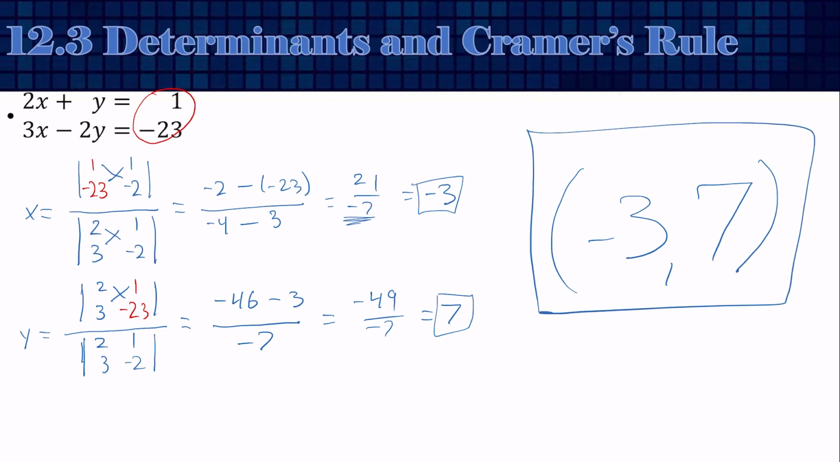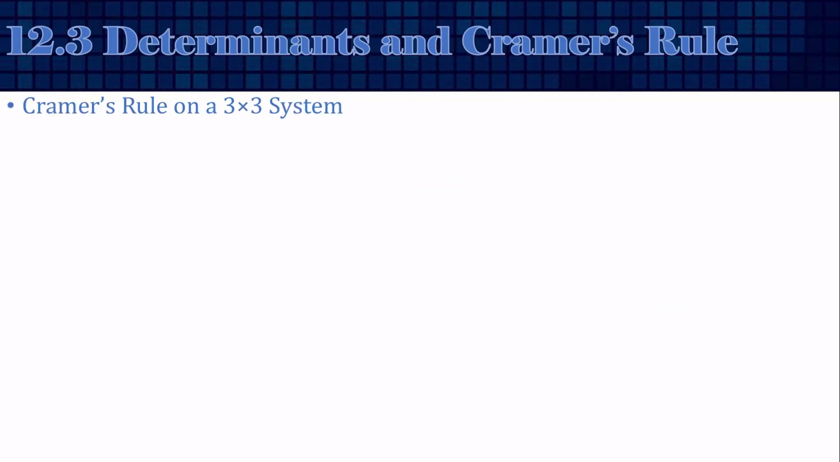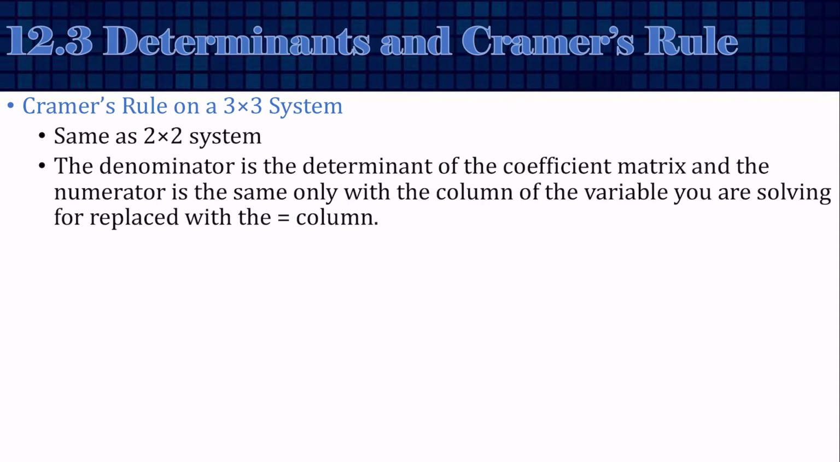See, pretty quick and easy. So how would you use Cramer's rule to solve a 3 by 3 system? Well, it's the same as the 2 by 2 system. The denominator is the determinant of the coefficient matrix, and the numerator is the same, only with the column of the variable you're solving for replaced with the equal column, or the constants.